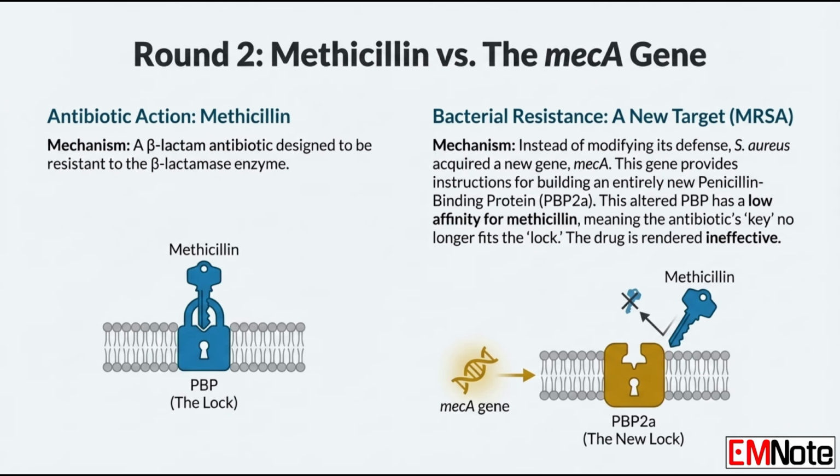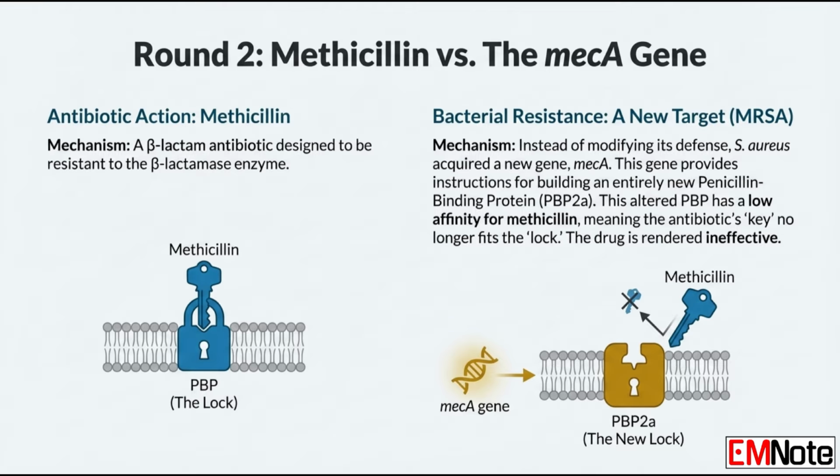So the scientific community responded with a new drug, methicillin. How was that designed to get around this defense? Methicillin was a brilliant bit of chemistry. It was designed so that its shape was different. The molecular scissors, the beta-lactamases, just couldn't get a grip on it to cut it. So it worked. It worked very well for a time against all the penicillin-resistant strains.